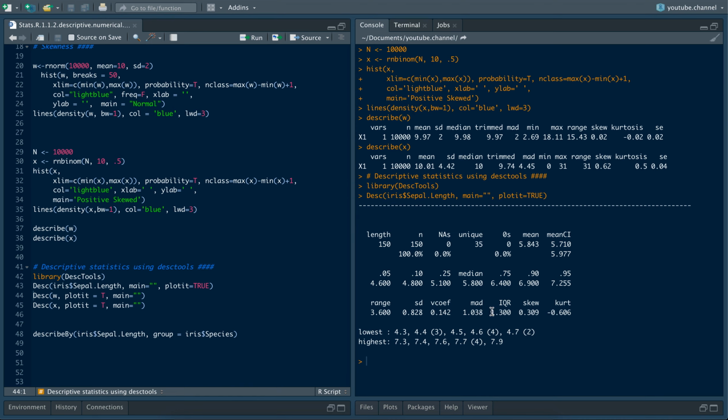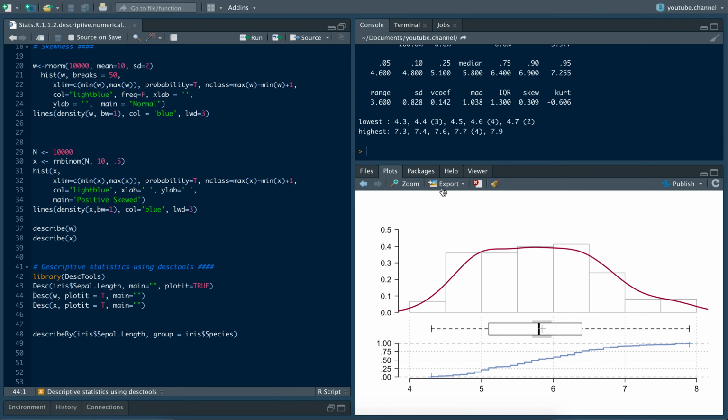I'm not going into those which are a little bit more complex factors. And then we have skewness and kurtosis again. We have a positive skew with a negative kurtosis, quite large, I would say minus 0.6. So if we do the same, this Desc command will also provide you with a plot. A very nice plot, I must admit.